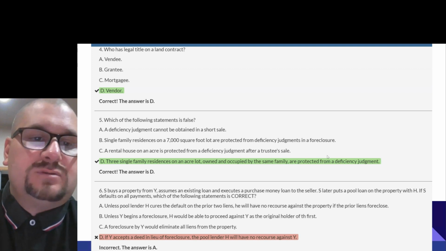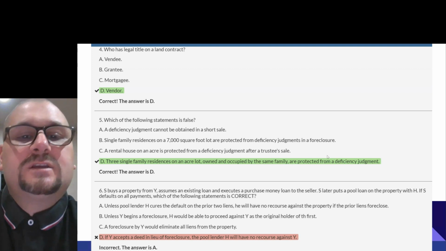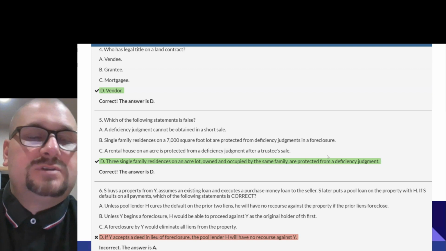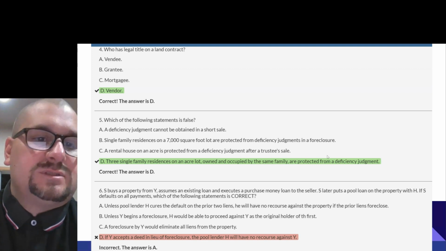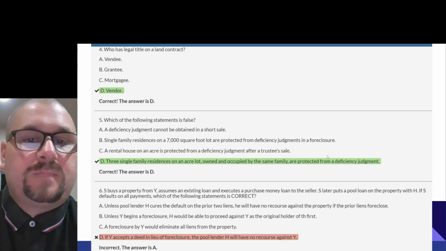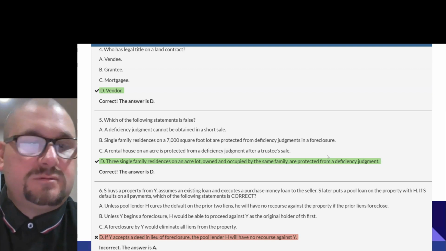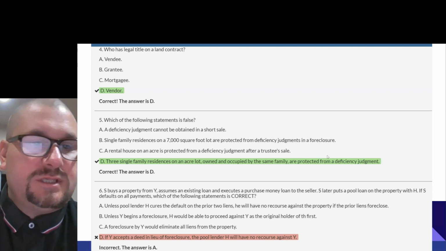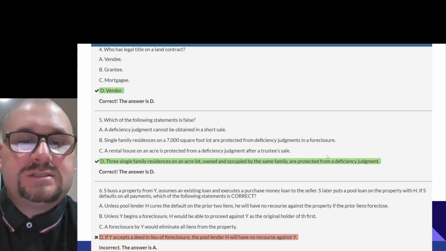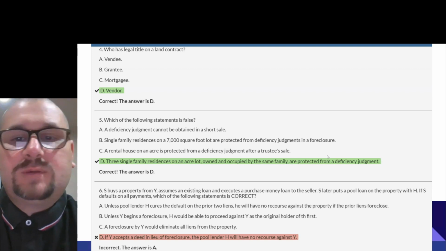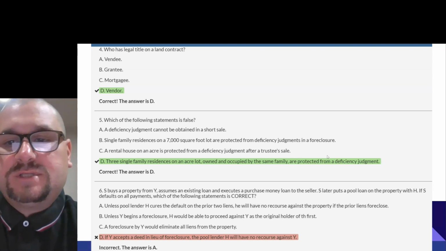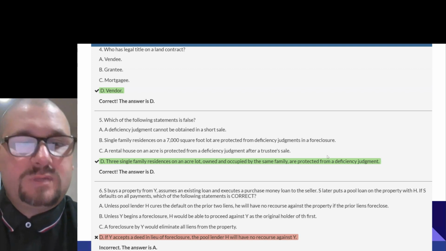A rental house on an acre is protected from a deficiency judgment after a trustee sale. So again, a rental house on an acre is protected from a deficiency judgment after a trustee sale. So the false one is the 3 single-family residences on an acre lot owned and occupied by the same family are protected from a deficiency judgment. No.